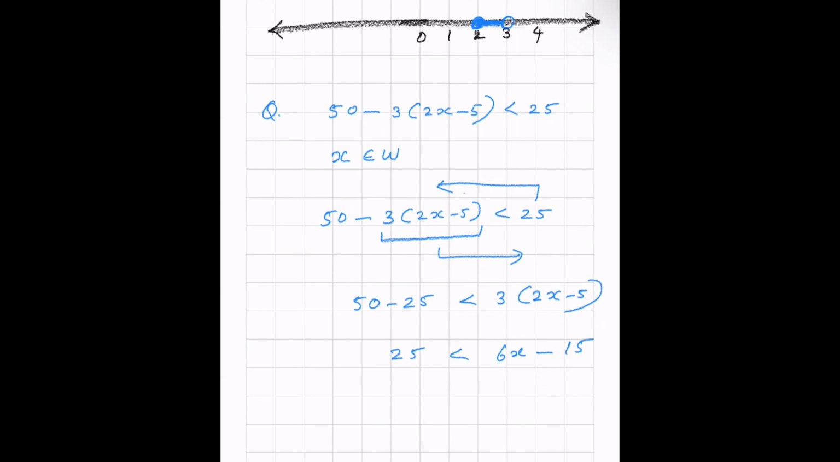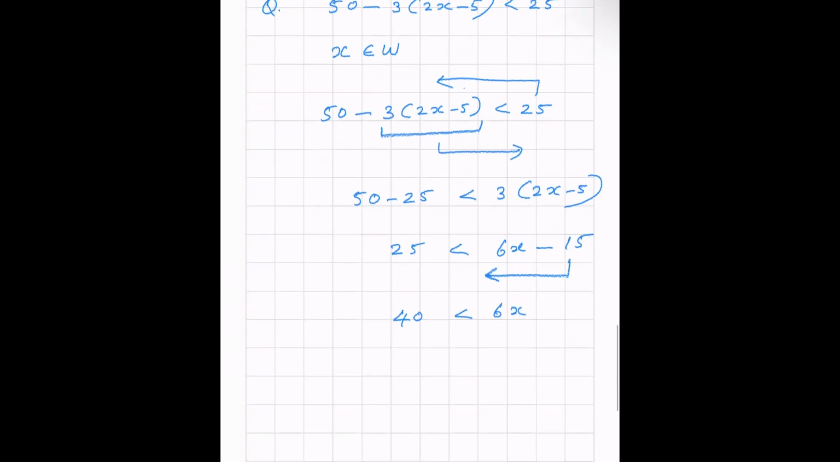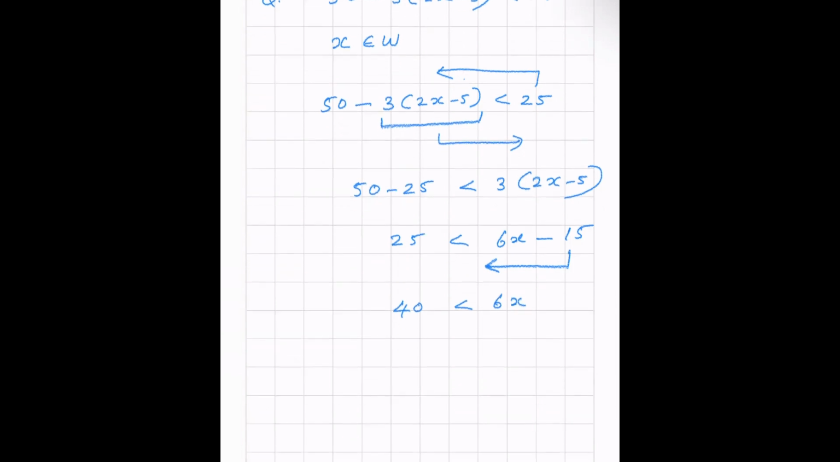Are you all with me? Yes, ma'am. Now bring this to this side. So 25 plus 15. What is 25 plus 15? 40, right. So 40 less than 6x. Now divide both the sides by 6. You get 40 by 6 less than x.